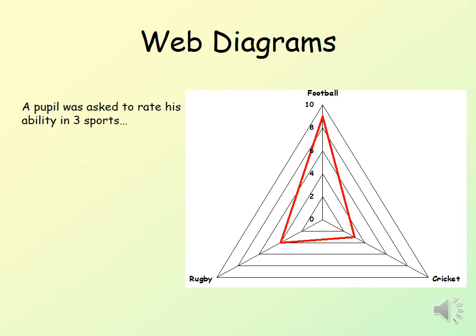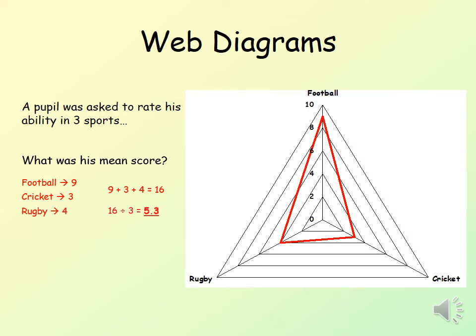Okay, so here's another one. A pupil was asked to rate his ability in 3 sports. So we've got football, cricket and rugby. So for the mean score, football we have 9, cricket 3 and rugby 4. Again, we calculate the mean by totaling and dividing by the number that there are, and we get 5.3. Okay, and again the range, highest to the lowest, it's 6.